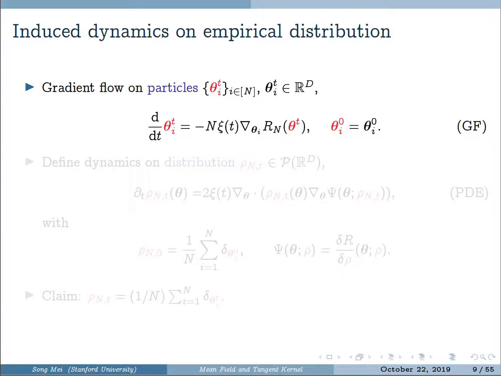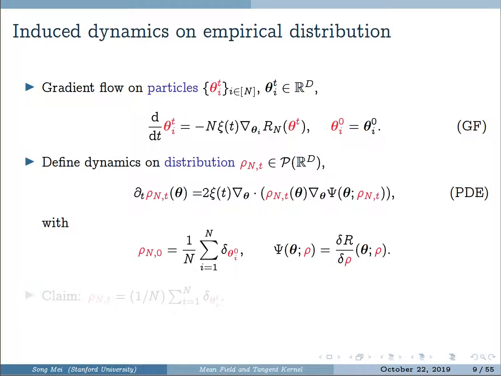And we can also consider another dynamics, which is a dynamics on the space of distributions. And this is a partial differential equation. On the left-hand side of this equation is the time derivative of this distribution. And on the right-hand side of this equation, this encodes the spatial information of the distribution at time t. And initialization is taken at the empirical distribution at time 0 of these particles. Okay? So now I define two dynamics. One dynamics is on the particles, another dynamics is on the distribution. And their connection is just through their initialization.